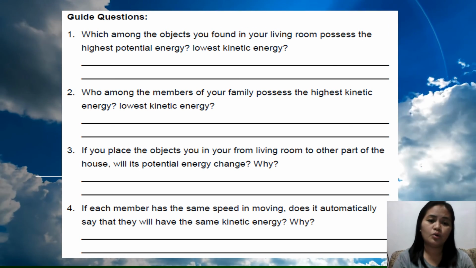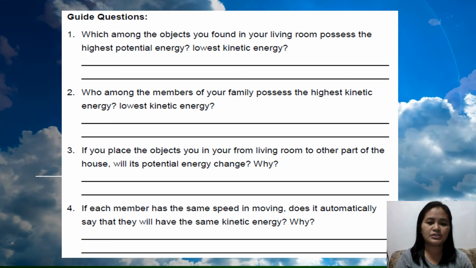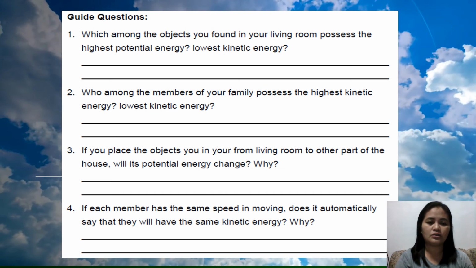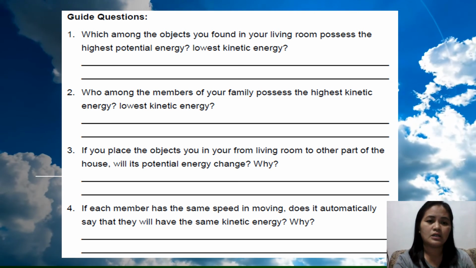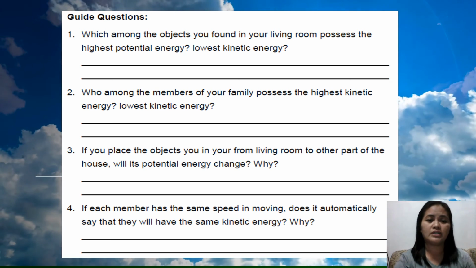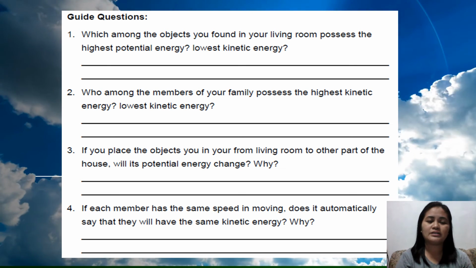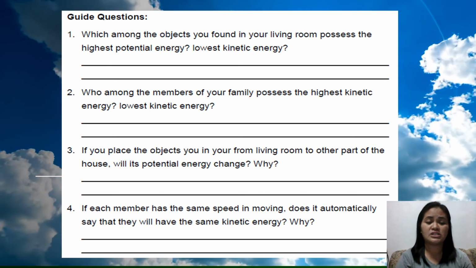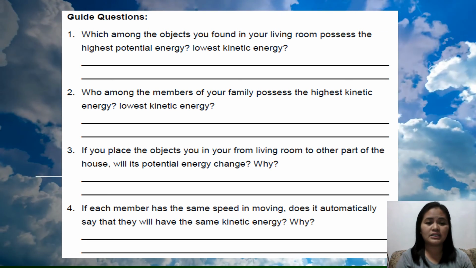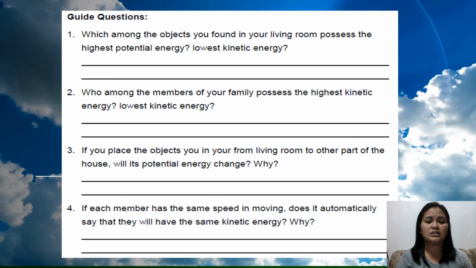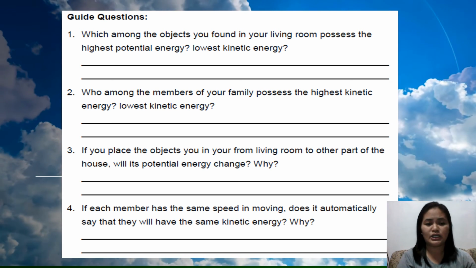Number 2, who among the members of your family possess the highest kinetic energy, lowest kinetic energy? O, nagkamali sila dito. O, typographical. Doon sa number 1, guys, potential pareho yan. Which possess the highest potential energy and lowest potential energy din. Table 1 yun. Sa number 2, highest kinetic energy, lowest kinetic energy din, from your table 2. Kasi it's all about your kinetic energy.